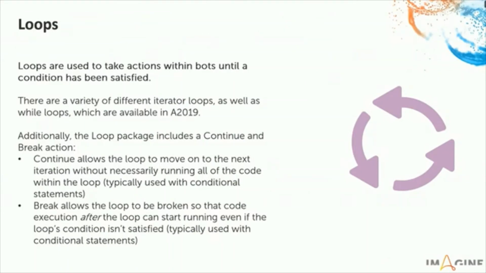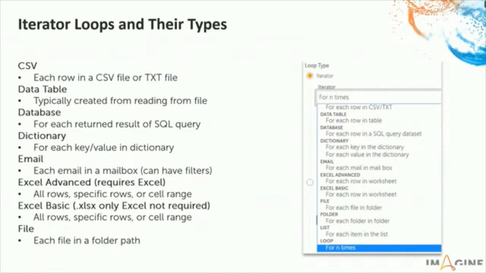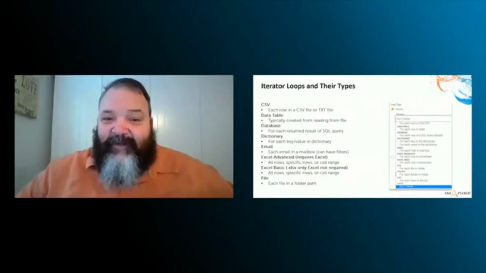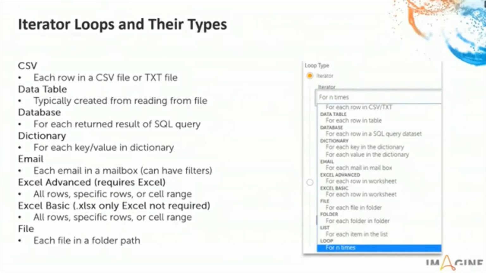There's different types of iterators when we're talking about a loop. So the iterator for each row in a CSV or a text file, an iterator through each row in a data table, an iterator through each row in a database query. We can loop through each key value in a dictionary, or we can loop and get the value for each key in the dictionary. Either of those can be worked through a loop. We can get the value of each email, and that email is going to return a dictionary variable that contains all the information for that email, the from address, to address, CC, etc.